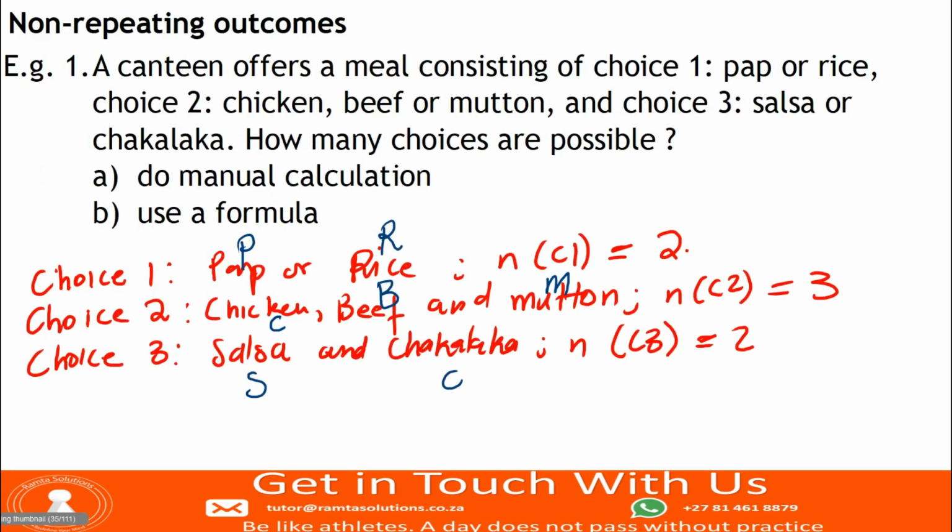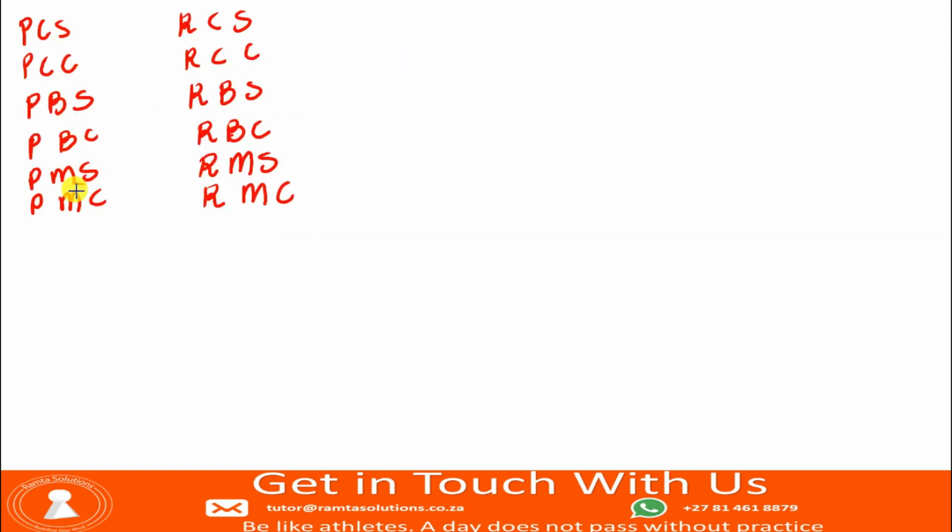Now, how many outcomes are here? Let's count. 1, 2, 3, 4, 5, 6. So this is 12. Therefore, there are 12 outcomes. All right? There are 12 outcomes. Can you see that? So whoever goes to the canteen can order any of these combinations here. Right? That's number A.